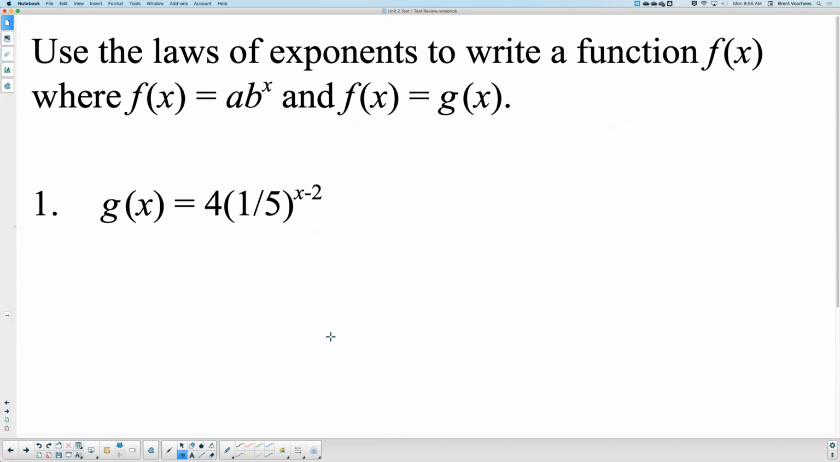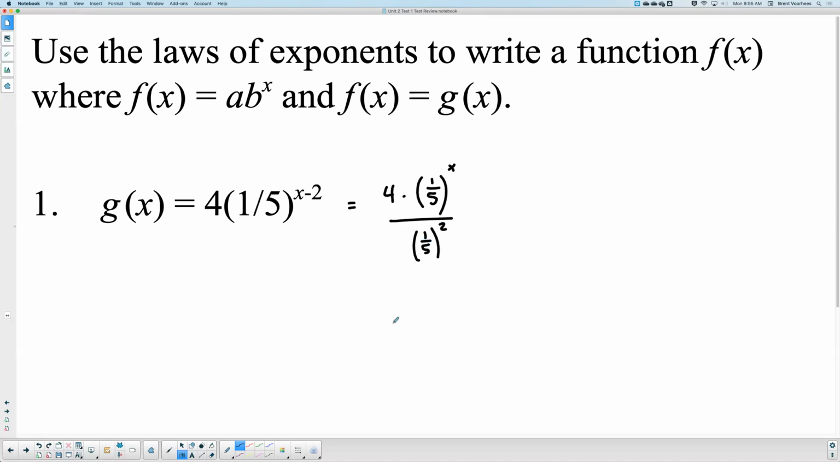Number 1. 4 times 1/5 to the power of x minus 2. Do you see any properties we could use here? Quotient property. What does quotient property mean? So I'm going to rewrite this as a power of 1/5. 4 times 1/5 to the power of x. What's it mean to have a subtraction though? You said this is a quotient property, so I can divide this by 1/5 to the power of 2.